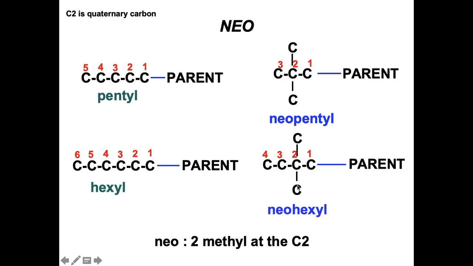Next, for this one, total number of carbons are 6, so it's hexyl. You call it neohexyl because you have 2 methyl at carbon number 2.